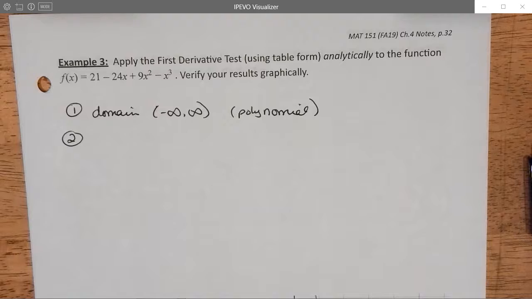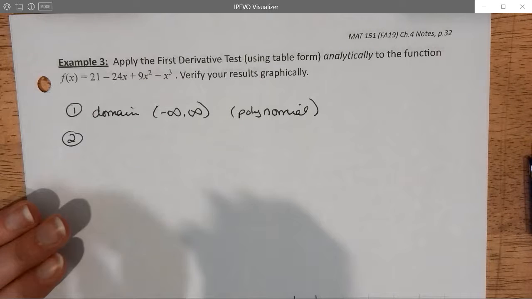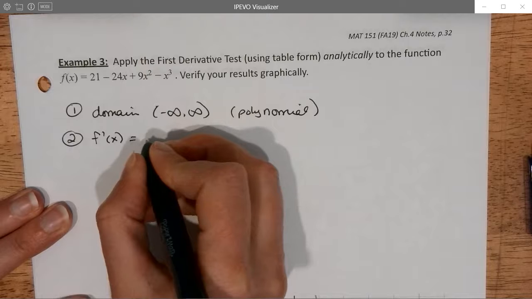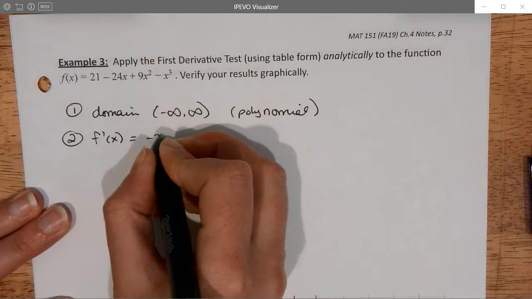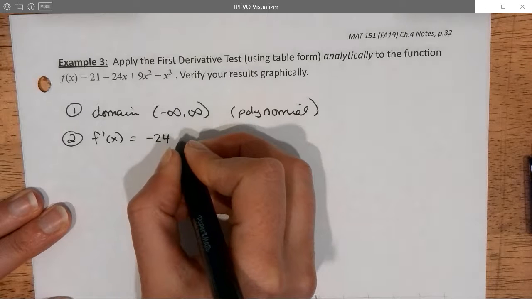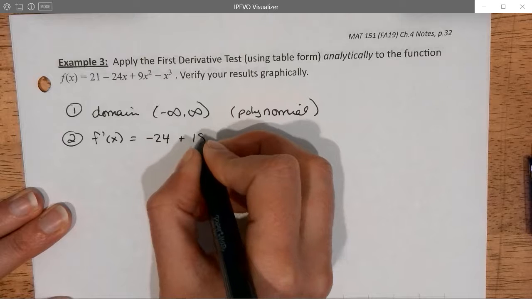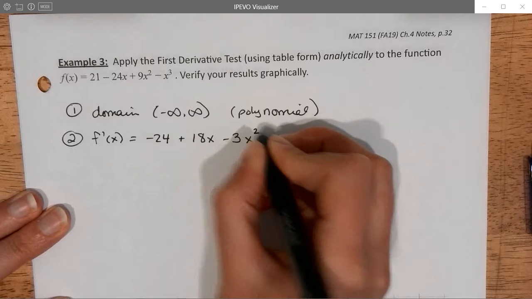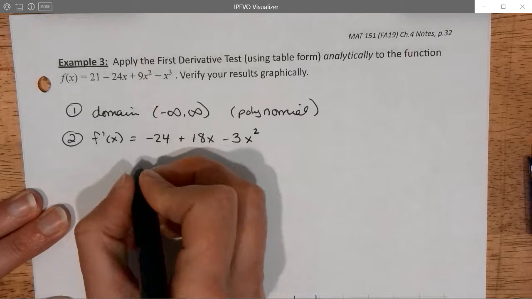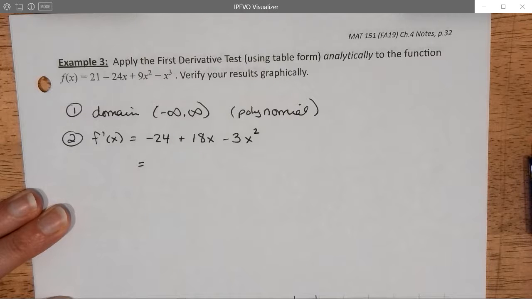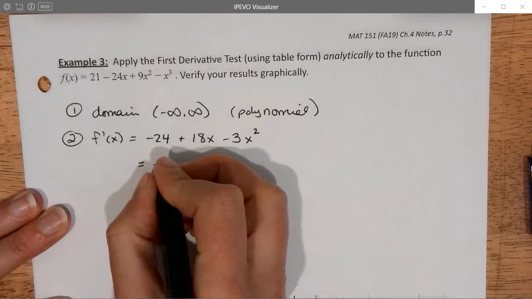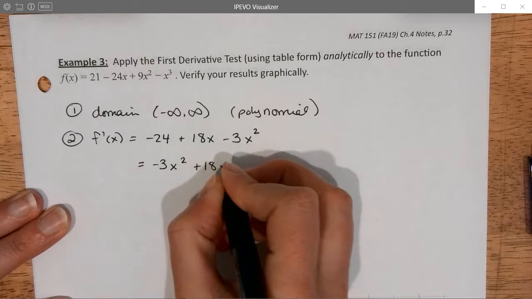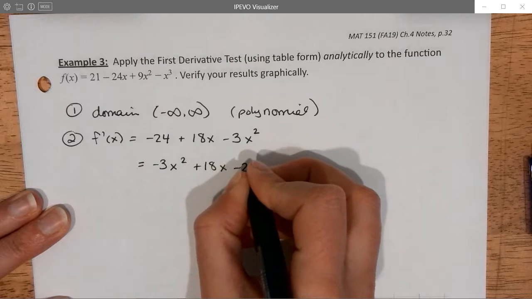Second, what I need is the derivative. I need the derivative to get the critical values. So the derivative f prime of x is 21's derivative is 0, minus 24 times 1, plus 9 times 2 is 18x, minus x cubed, whose derivative is 3x squared. I'm going to just rewrite that to put it in descending order. So that's negative 3x squared plus 18x minus 24.